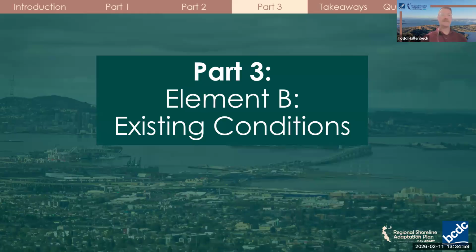Thanks, Juliet. So I'm Todd Hollenbeck, GIS Specialist Lead at BCDC. And in this section, we'll be covering part 3, element B, existing conditions. So we're going to walk through how to understand and document your local context, including community, environmental, and infrastructure conditions.